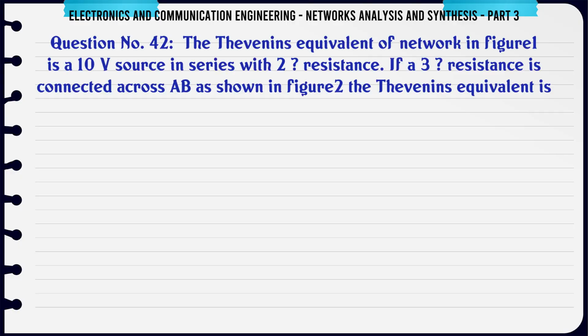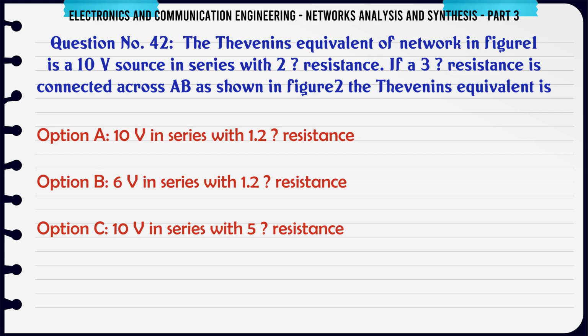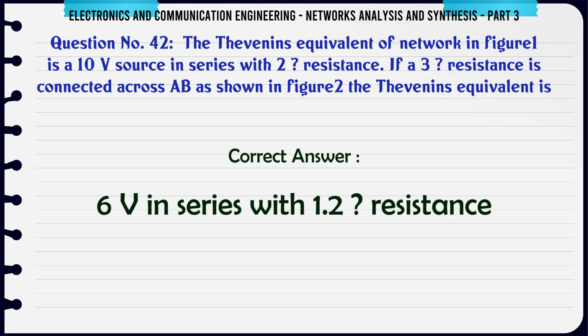The Thevenin equivalent of the network in figure 1 is a 10 V source in series with 2 ohm resistance. If a 3 ohm resistance is connected across AB as shown in figure 2, the Thevenin equivalent is: A 10 V in series with 1.2 ohm resistance, B 6 V in series with 1.2 ohm resistance, C 10 V in series with 5 ohm resistance, D 6 V in series with 5 ohm resistance. The correct answer is 6 V in series with 1.2 ohm resistance.